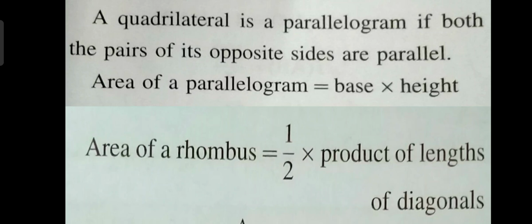A quadrilateral is a parallelogram if both pairs of its opposite sides are parallel. Area of a parallelogram is equal to base into height. Area of a rhombus is equal to half into the product of the lengths of the diagonals.